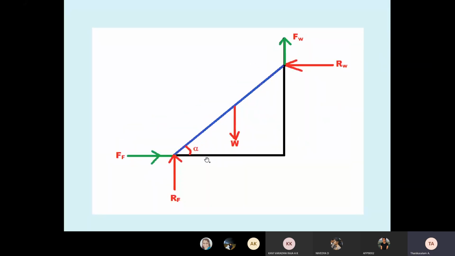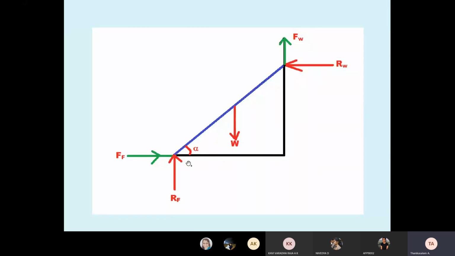Then the ladder is inclined, so the angle with respect to the horizontal I have taken as alpha or theta. You can take alpha or theta. Then the ladder weight acts at the middle of the ladder. Therefore, W acts perpendicular downward. I think you have understood.